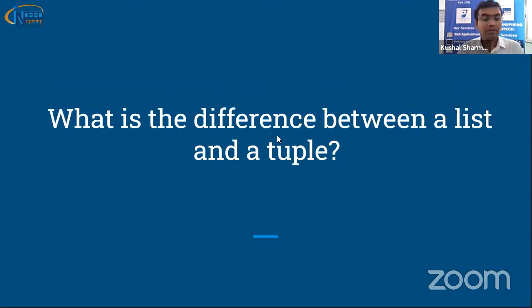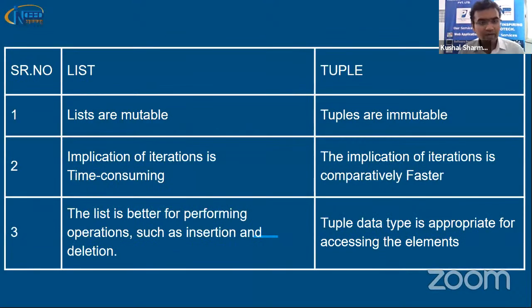Now let's come to the next question, which is what is the difference between a list and a tuple? There's a bit of difference between them. They both are used to store a collection of items. That is the common thing between them. But the difference is that the list is mutable. You can change the elements of a list, but tuples are immutable. You cannot change the elements. You cannot append the elements. So that is the primary difference between them.